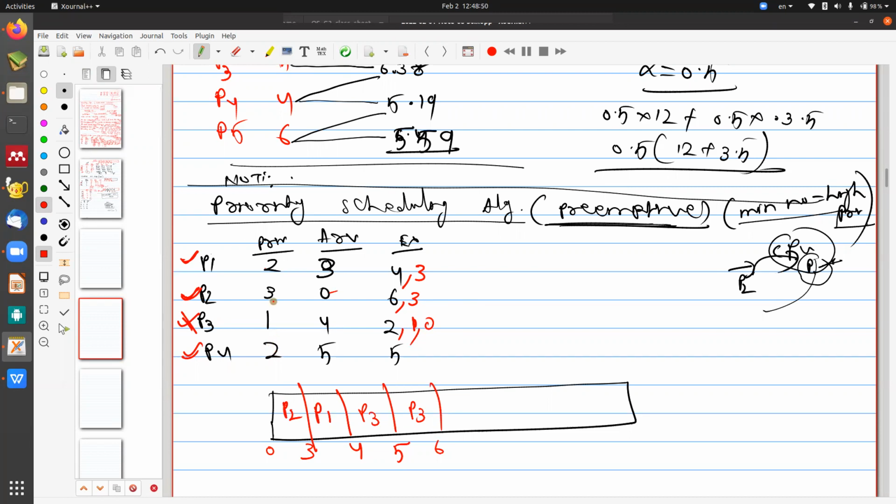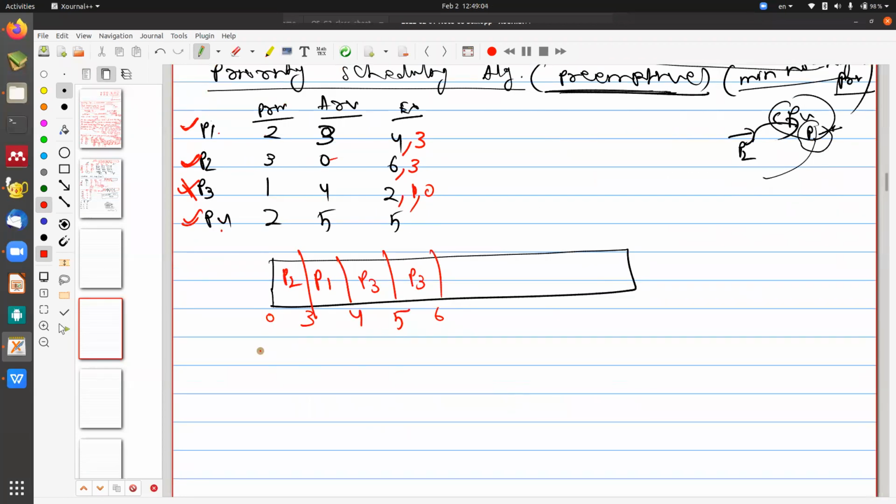Now the next priorities are 2, 3, 2. Which has the highest priority? This one and this one. If both have the same priority, please remember, you have to think about SJF. So the sequence is always like this: first you look into the priority. If the priority is the same, then you go for SJF. If the execution time is also the same, then you go for FCFS.